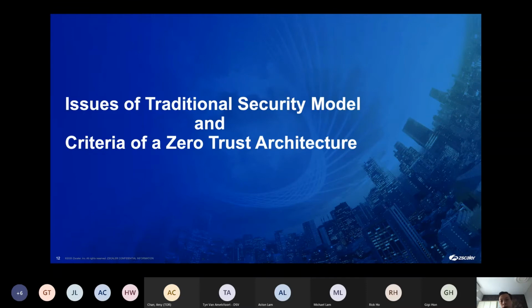Okay, so now let's move to the next part of my session, which is to share a little bit more details or highlights about what the traditional security model cannot do well, and what we should do or consider when we look for a new zero trust architecture model by leveraging some of the intelligence or mind sharing from Zscaler's point of view.